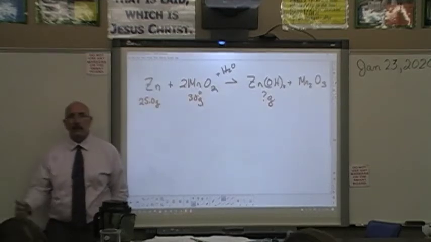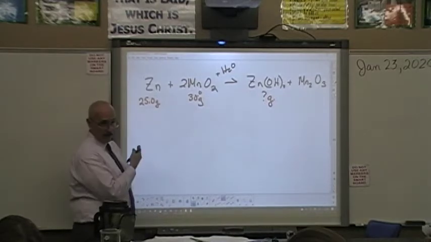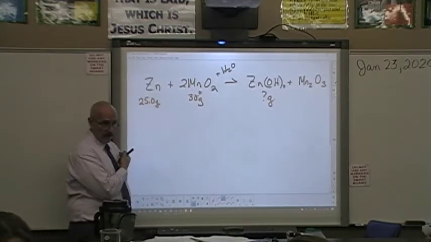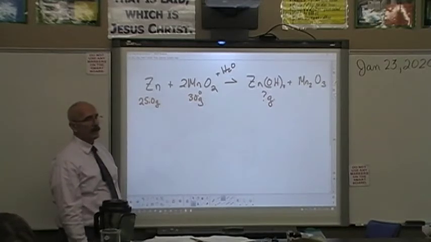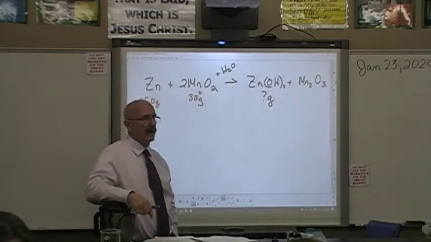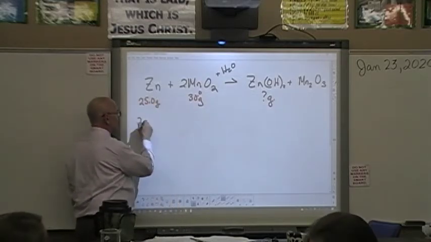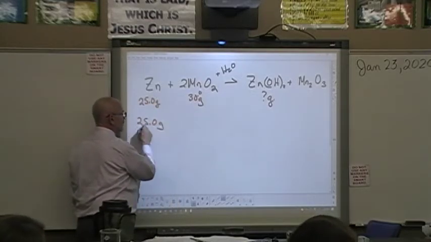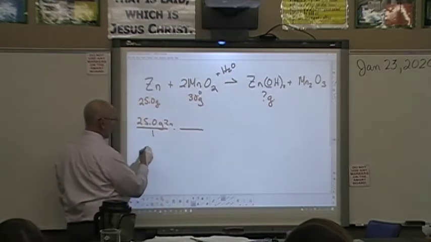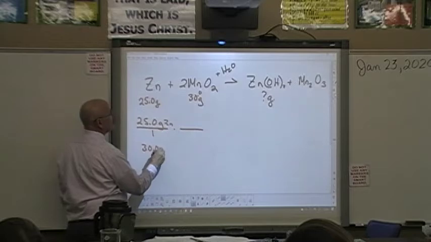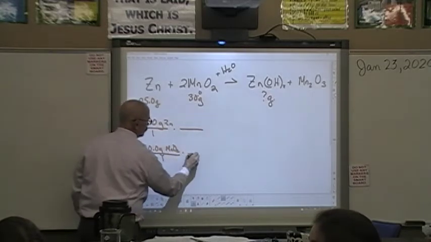Now we're going to follow the same steps, but I need to do something before I can start doing what I just did with you. What do I need to do first? Change everything to moles. Everything in chemistry from now forward happens in moles. So, 25 grams: change the zinc into moles. 30 grams: change the MnO2 into moles.